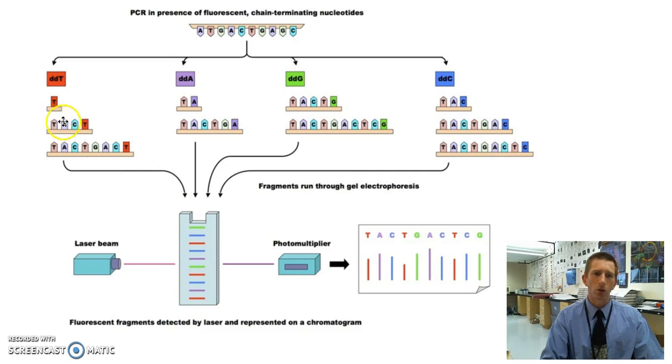So by using normal nucleotides and special chain terminating nucleotides, and millions of copies of a sample, and gel electrophoresis, we can do the whole process of DNA sequencing, and we can figure out the exact sequence of A's and C's and T's and G's in a specific sample of DNA. Okay, so that is DNA sequencing.